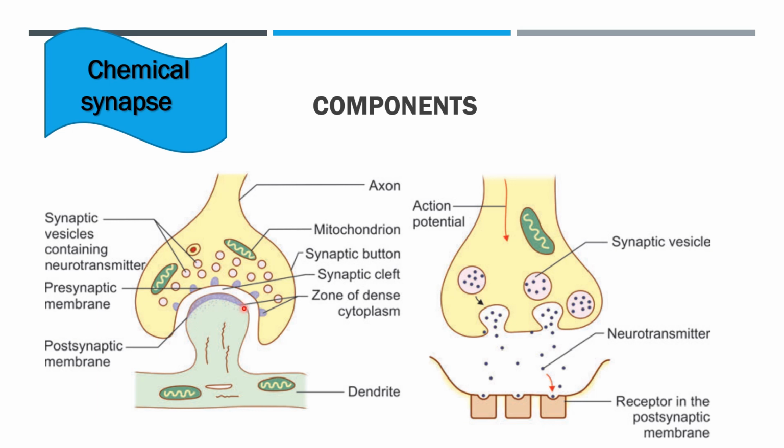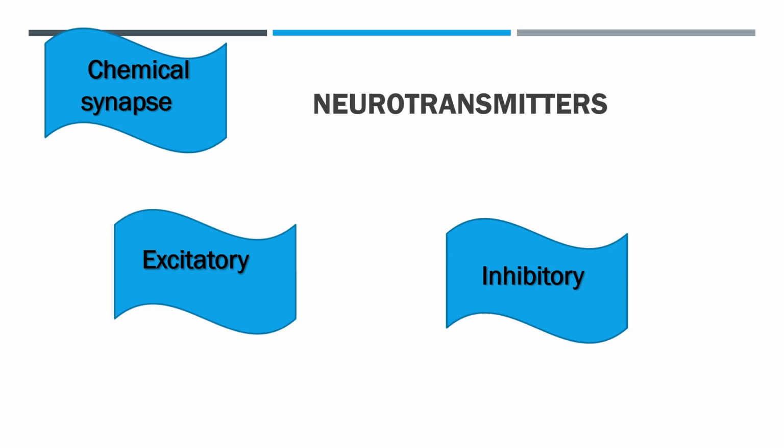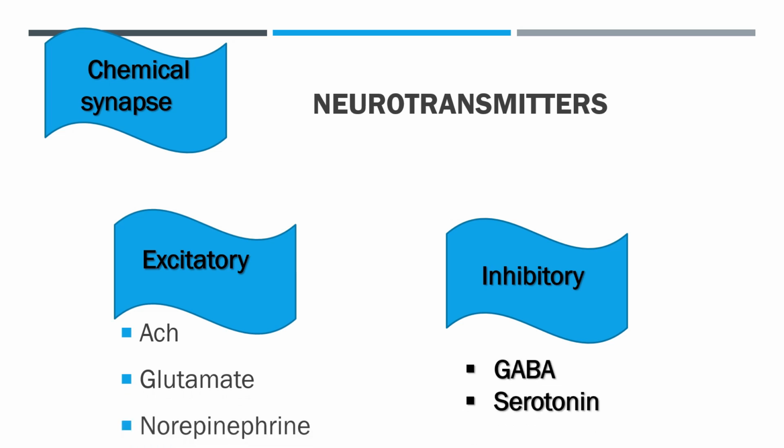The postsynaptic membrane is slightly thickened, and it has receptors for the neurotransmitters that are released. Based on the type of neurotransmitter, the response of the postsynaptic membrane can be excitatory or inhibitory. So what are the different types of neurotransmitters? We have excitatory and inhibitory neurotransmitters. Excitatory are acetylcholine, glutamate, and norepinephrine, and the inhibitory are GABA and serotonin. These are the common neurotransmitters that we see. So that is about the chemical synapse, where impulse transmission is possible only in one direction.